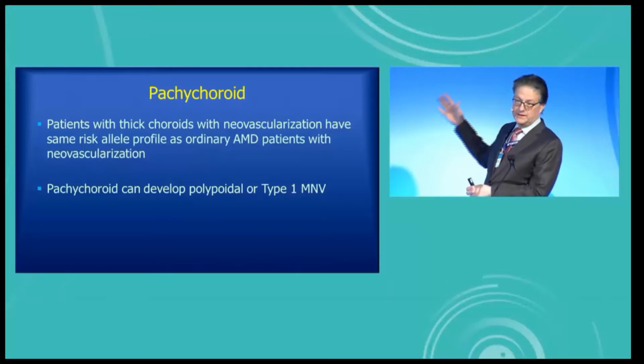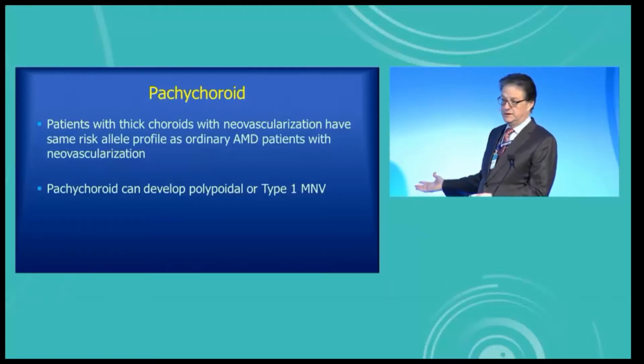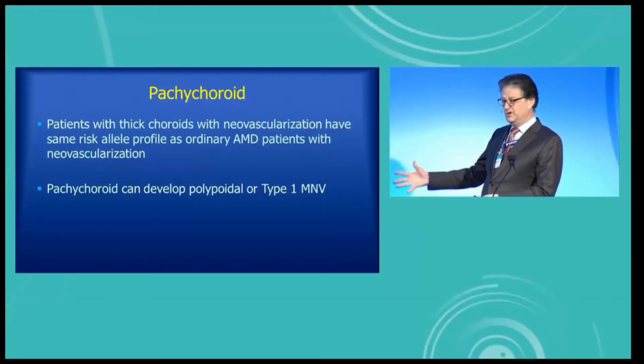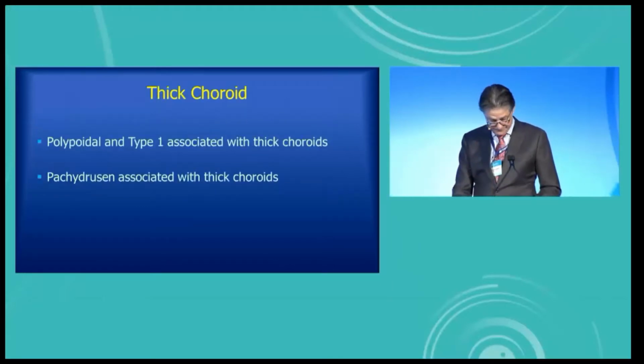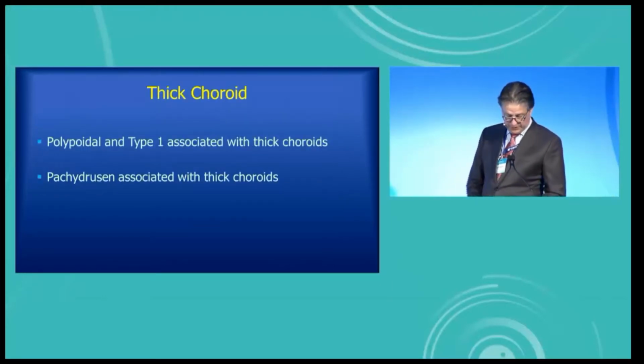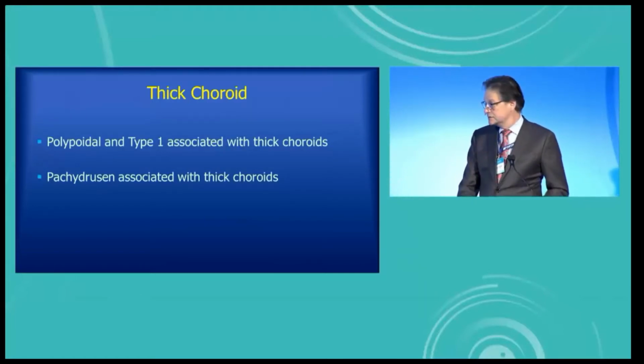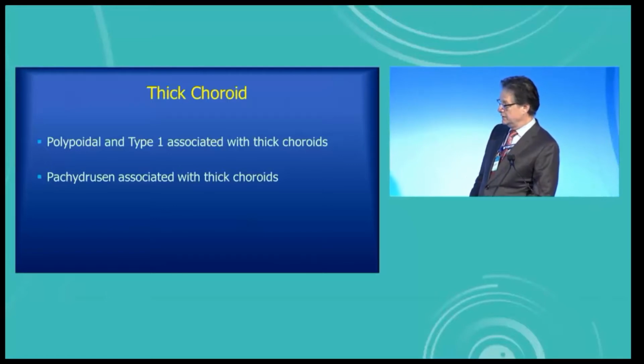unless I told you how thick the choroid was. If the choroid was, again, 243 microns, you would say, oh, those are soft drusen. If I told you it was 543, you would say, oh, probably Pachydrusen, or at least probably polypoidal or type 1 CNV. You'd be more willing to bet on that. So polypoidal and type 1 are associated with thick choroids, as I said, and these Pachydrusen are associated with thick choroids. We're still working on these correlations.